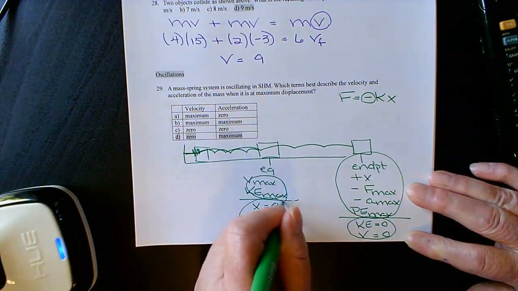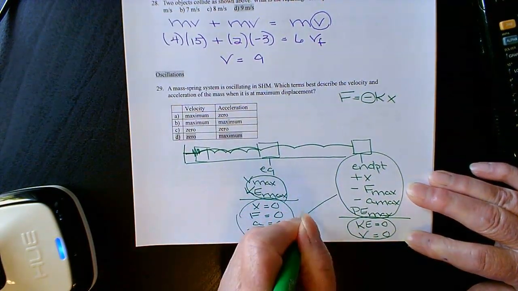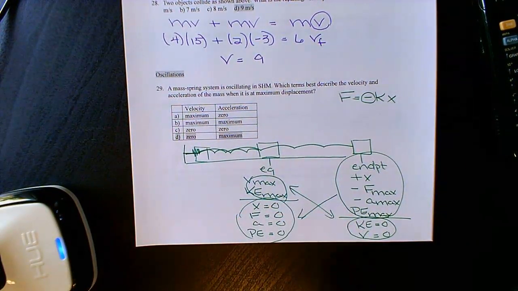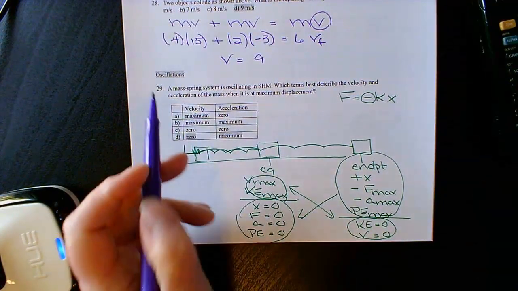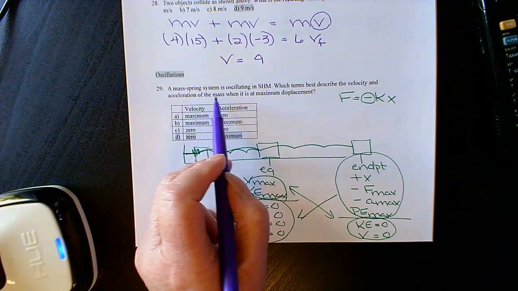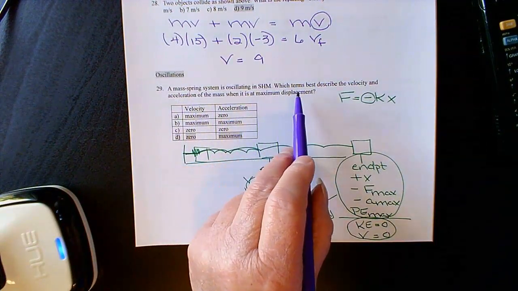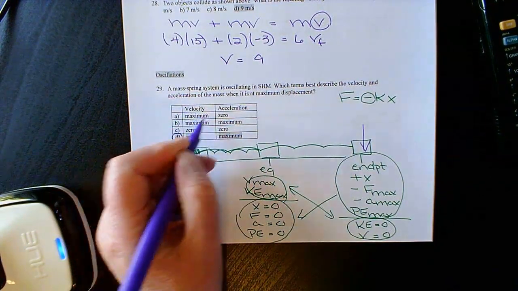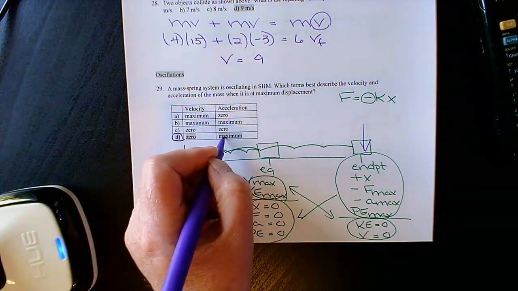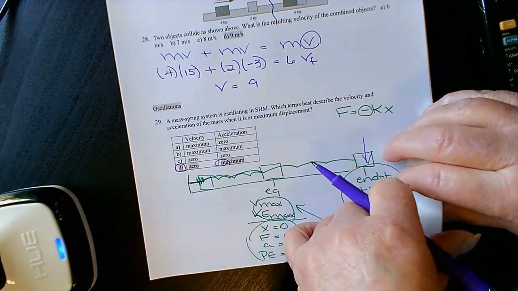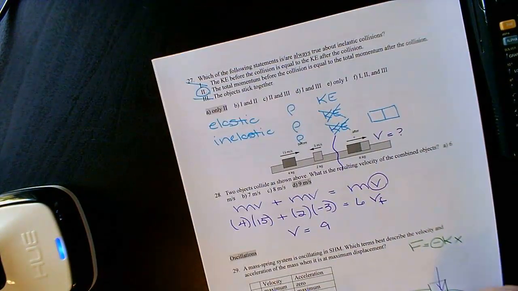And everything else is always a pair. And you can see they just kind of flip-flop positions here. So knowing that, let's answer the question. Which terms best describe the velocity and acceleration of the mass when it is at maximum displacement? So when we are here, the velocity is 0 and the acceleration is at a maximum. So that should be a pretty simple question if you know your spring facts.